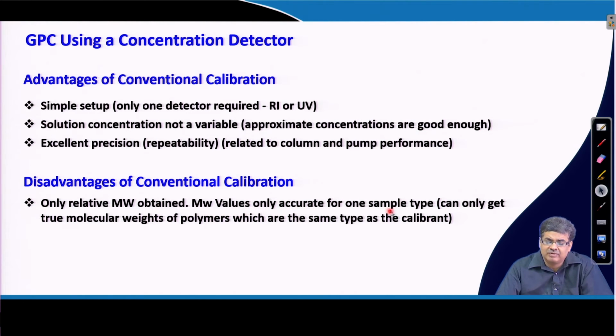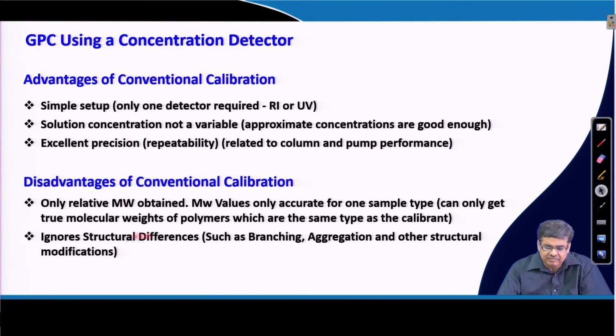Molecular weight value is only accurate for one type of sample. For example, if we are using the calibration with polystyrene standards in a particular solvent, say THF, then if we measure an unknown polystyrene sample in THF, the values produced by this method would be more accurate. But if you use some other polymer sample, then the obtained molecular weight number will not be very accurate, and it ignores the structural differences, for example, branching, aggregation and structural modifications.